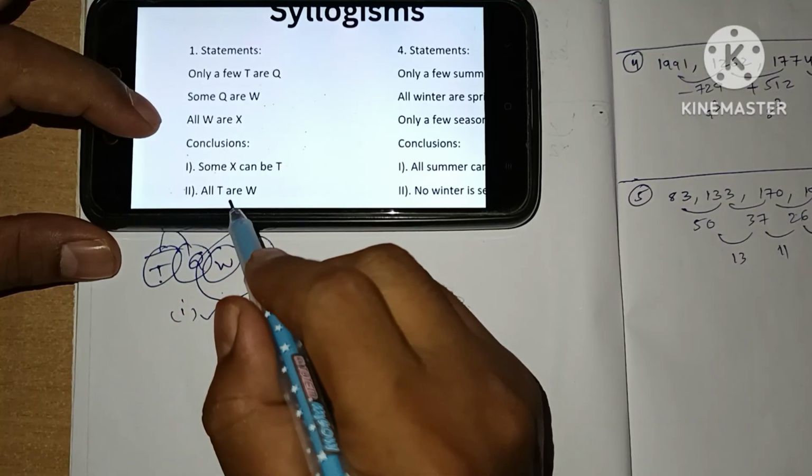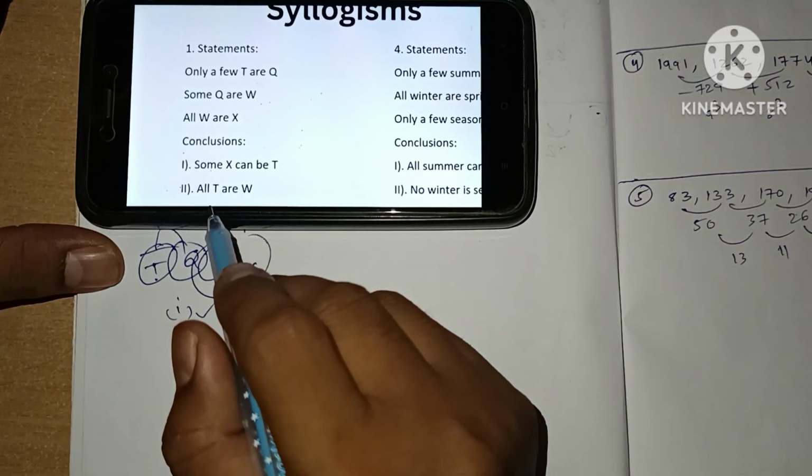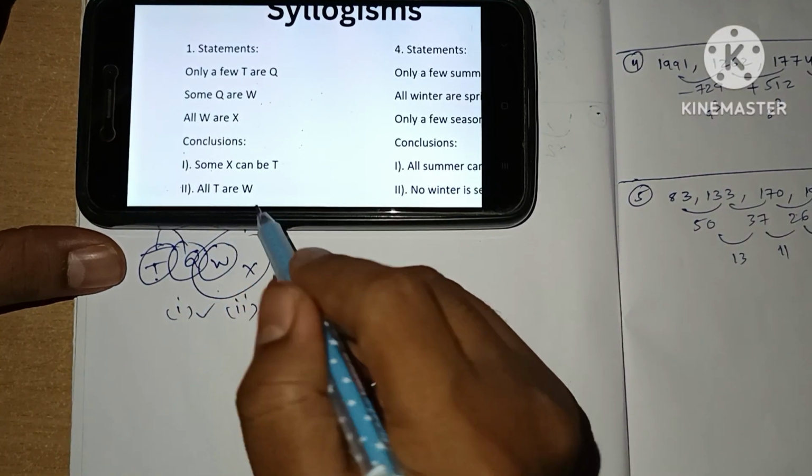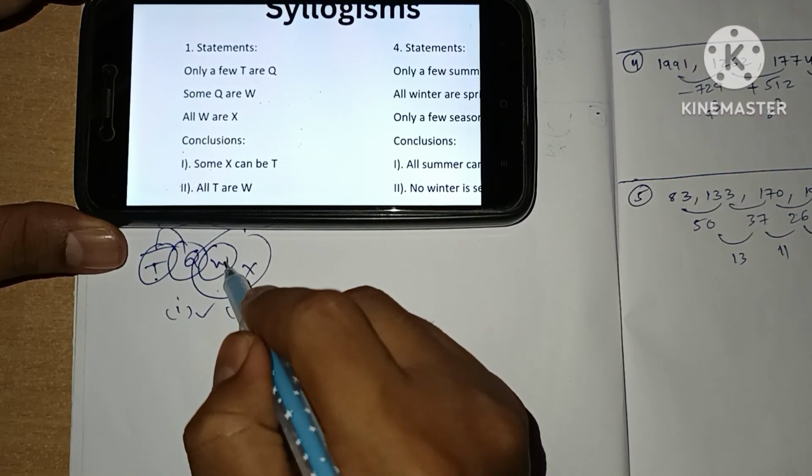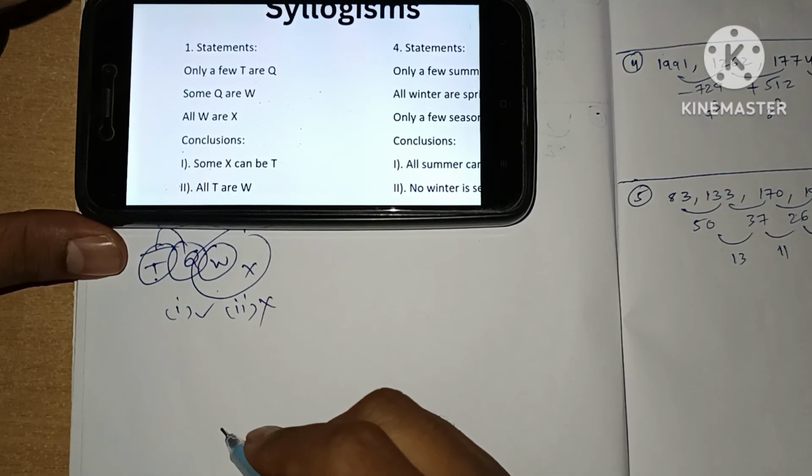Second conclusion: all T are W. It is a direct conclusion. We need to check the direct meaning of this one in the basic diagram. All T is inside W. No. So the second conclusion will be false.